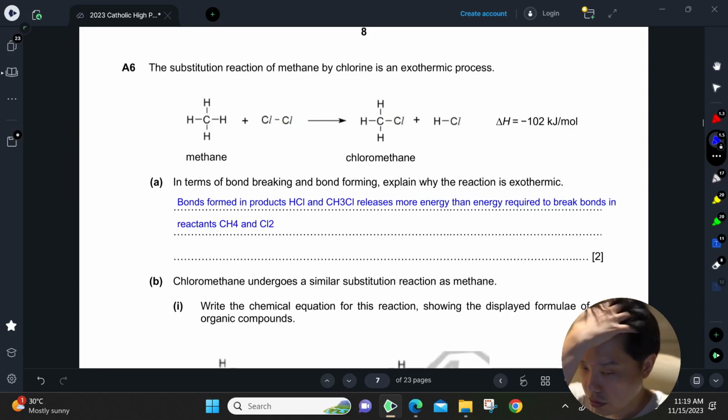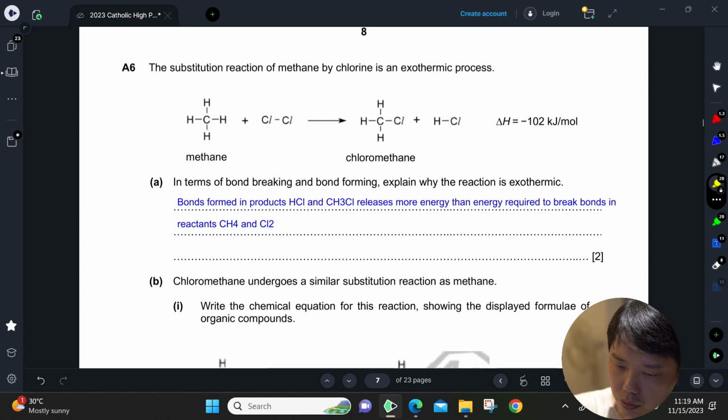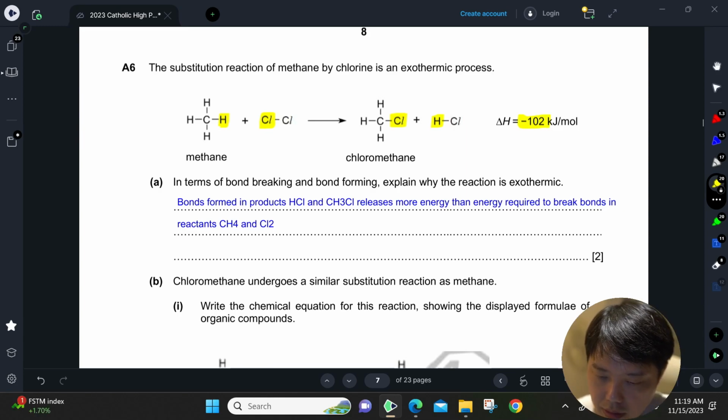All right, let's look at question 6. This question is a substitution reaction of methane by chlorine. I just want to point out that the chlorine actually substitutes one of the hydrogen atoms in the methane. This reaction is exothermic. First part, they ask, in terms of bond breaking and bond forming, explain why the reaction is exothermic.